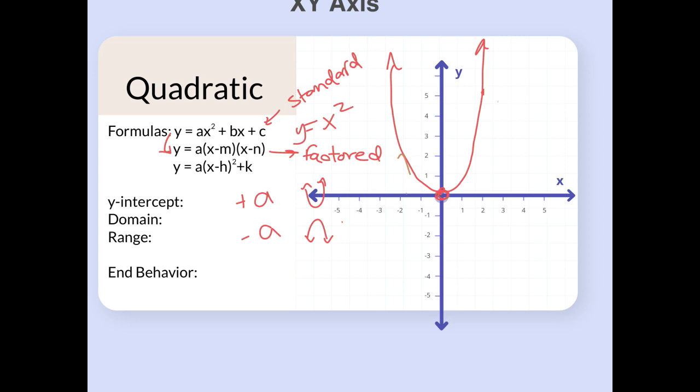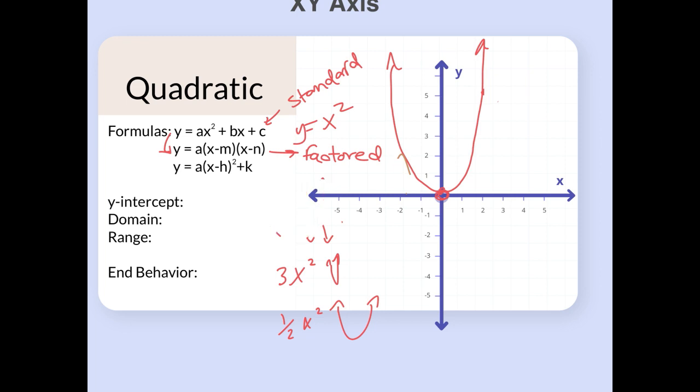And then if your a is a number bigger than 1 or less than -1, it's going to shrink. So for example, 3x squared is going to give us a skinnier graph. And then if it's a number in between 0 and 1 or 0 and -1, like 1/2 x squared, it's going to get a little wider as a result. Those are the key things that you should know about that first graph.